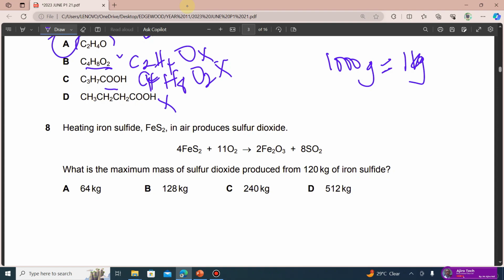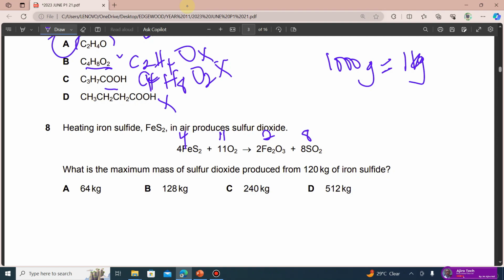Now, the first thing you need to do in questions like this is to get the stoichiometry of the reaction. In this case, 4 moles of iron sulfide react with 11 moles of oxygen, 2 moles of iron(III) oxide are formed, and then 8 moles of the gas are equally formed. Okay, so we are asked to compare.